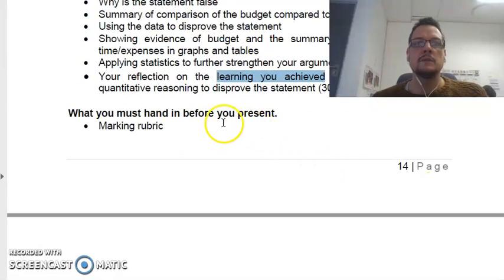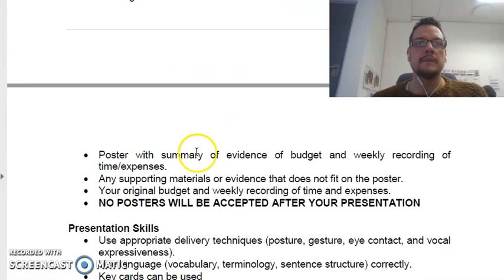So what you have to hand in when you present is your marking rubric, the poster with the summary of the evidence of the budget and the weekly recording of times. And this must include your graphs, your tables. And then you can hand in any supporting materials or evidence that does not fit on the poster. And then your original budget and the weekly recording of time and expenses. So those are also your big A3 documents that you need to hand in with it. So that is what you have to cover when you present.